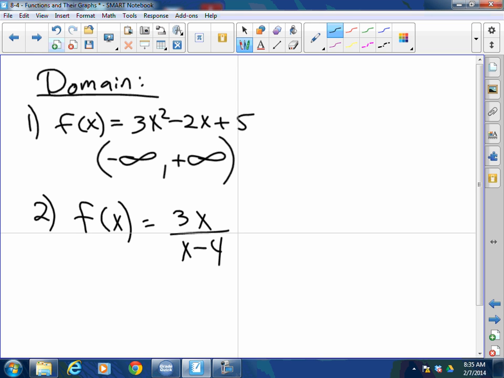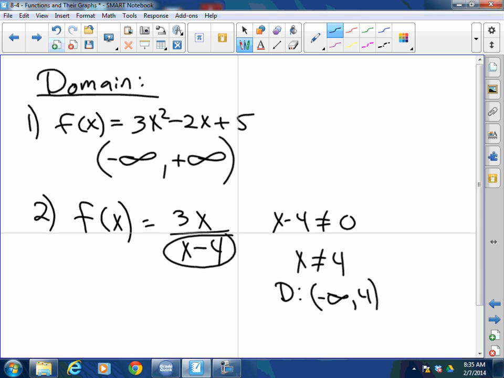Do I have restrictions here? My restriction is my denominator cannot equal 0. So x minus 4 cannot equal 0, so x cannot equal 4. My domain, negative infinity to 4 in union with 4 to positive infinity. Do you see this? Are you sure, my friends?